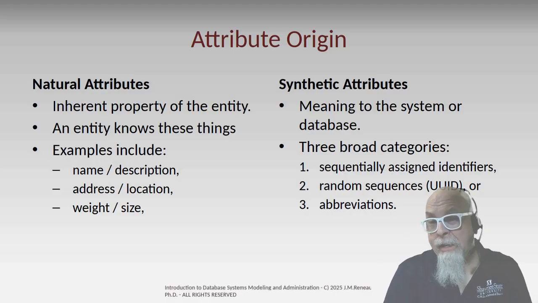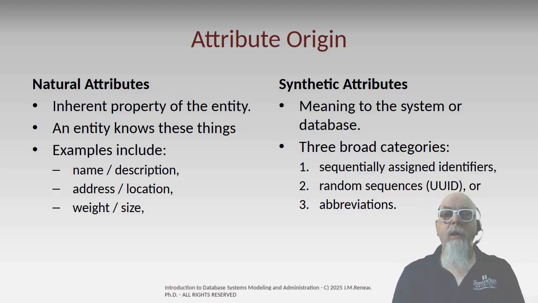If an entity knew anything about itself, an order would have natural attributes like order date, ship date, what customer placed the order, what was the order total, how much tax was collected on the order, those kinds of things. Maybe the tracking number or numbers associated with an order. So those are all natural attributes that go along with an entity.